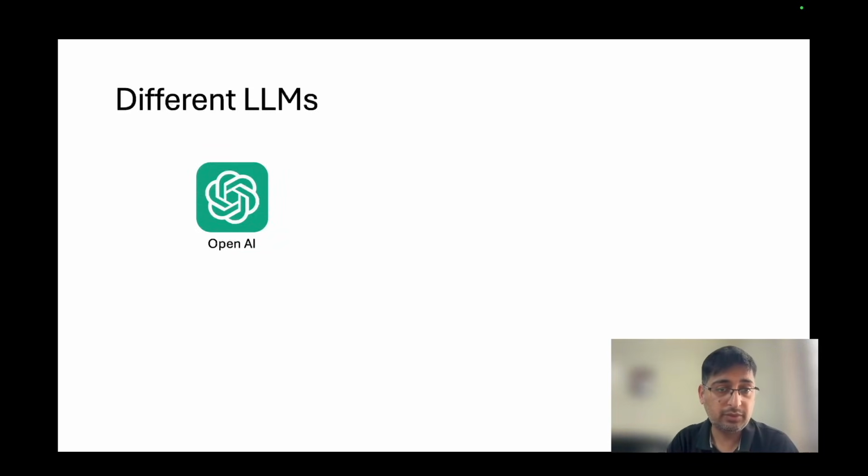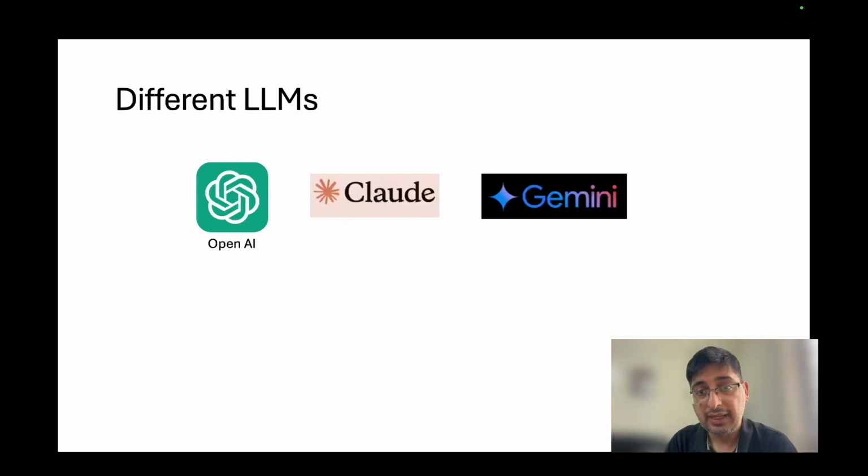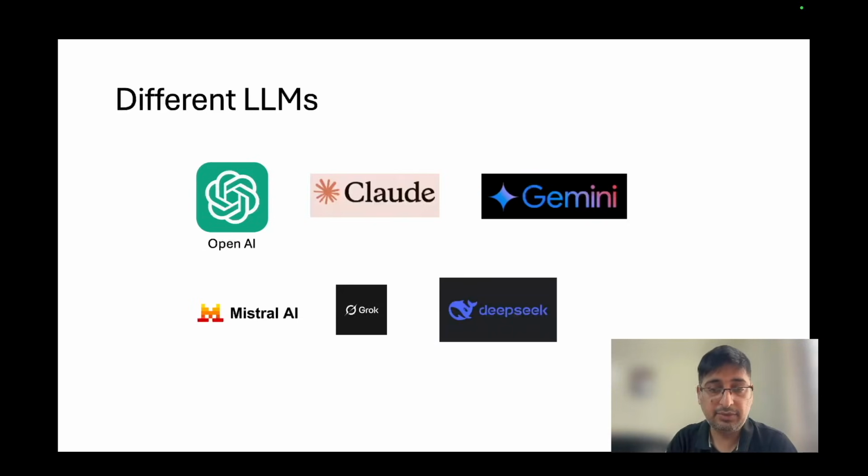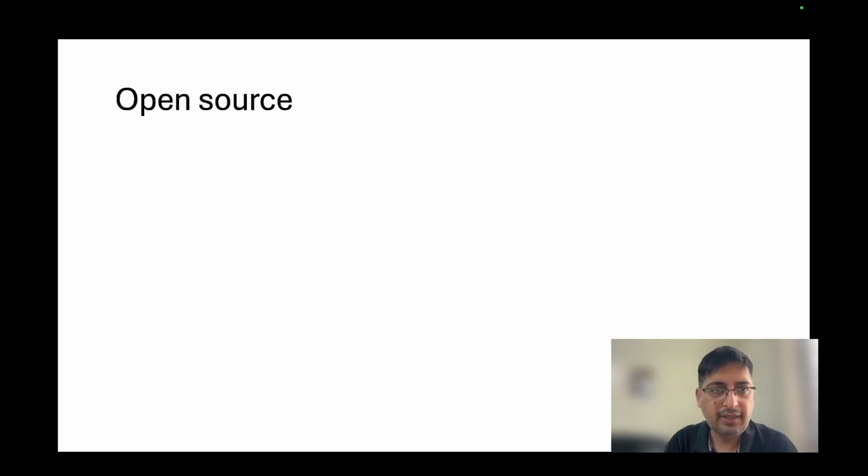Let us see what are the different types of large language models we have. The most famous one is OpenAI's ChatGPT, and then Anthropic's Claude, and then Google's Gemini, Mistral AI, which is a company from France, and then Grok, and then DeepSeek from China. These are called frontier models. They are state-of-the-art models trained on billions and billions of parameters, and they are very accurate and give you very high quality results.